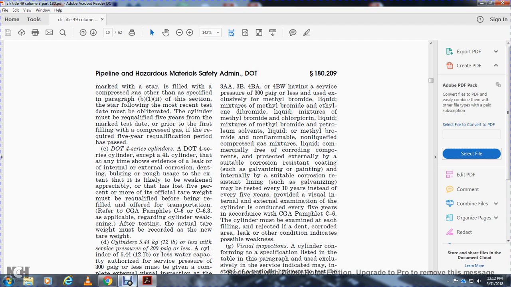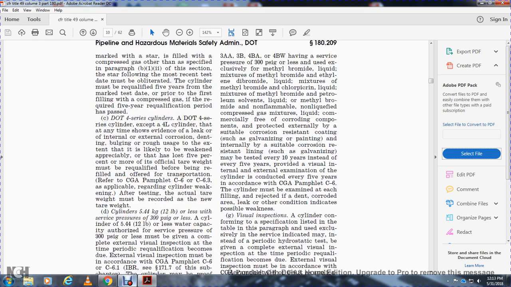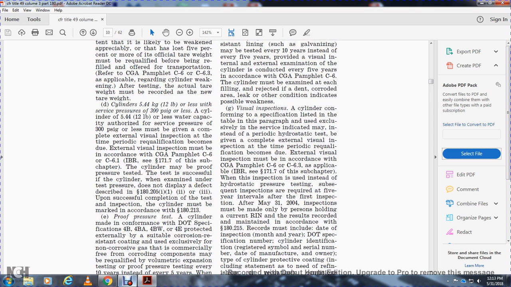Protected externally by a suitable corrosion-resistant coating, such as galvanizing or painting, and internally by a suitable corrosion-resistant lining, such as galvanizing, it may be tested every 10 years instead of every 5 years, provided a visual inspection and external examination of the cylinders are conducted every 5 years in accordance with CGA pamphlet C6. The cylinder must be examined at each filling and rejected for dents, corrosion, leaks, other conditions, and possible weakness.